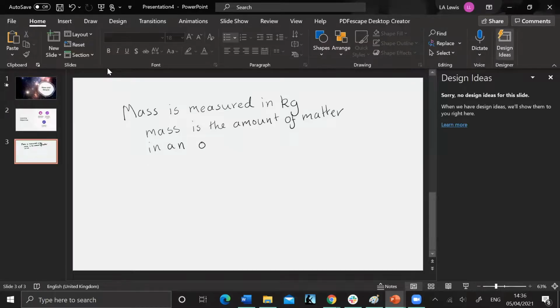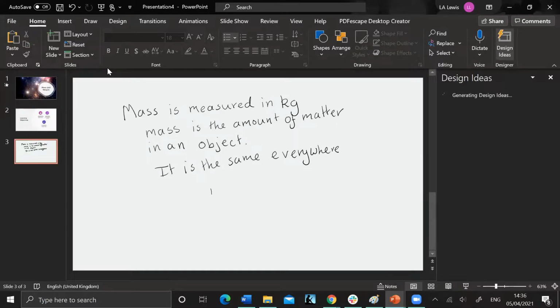It is the same everywhere in the universe, okay? So for example, if you've got a big box of chocolates, and it's 5 kilograms on Earth, it'd be 5 kilograms on the moon, 5 kilograms on one of the moons of Jupiter, 5 kilograms anywhere, okay? So everywhere in the universe. Doesn't matter where you take it, it's going to be the same.